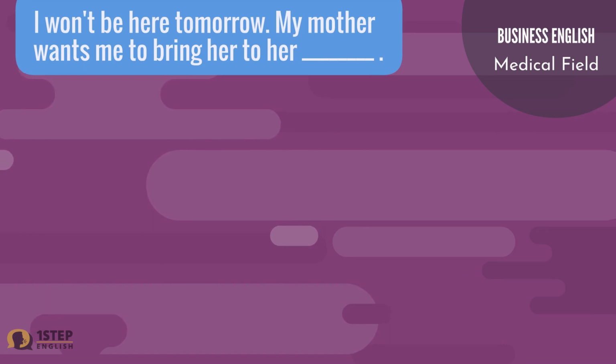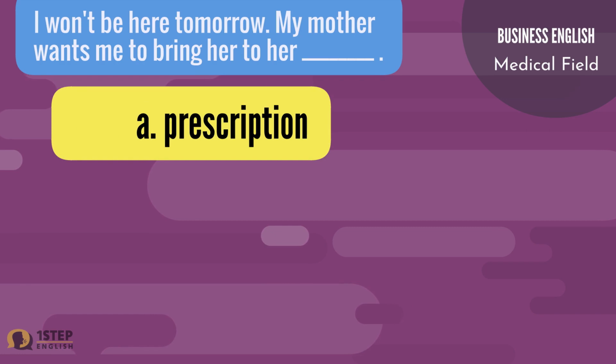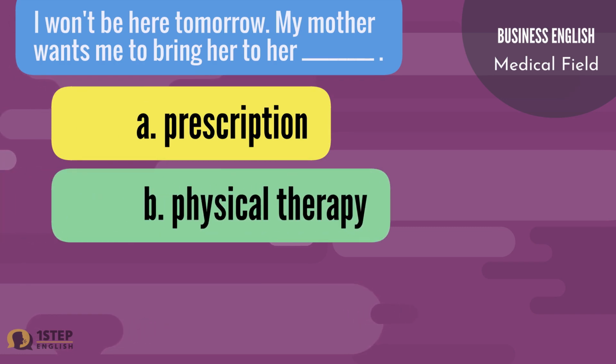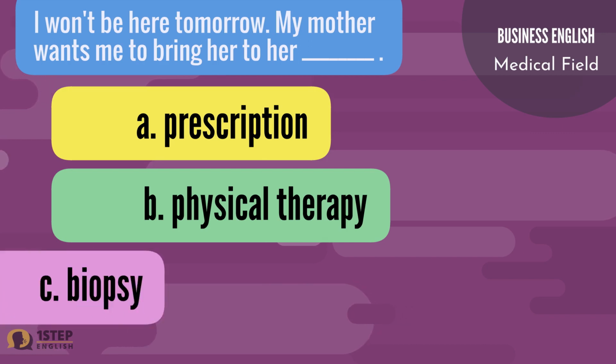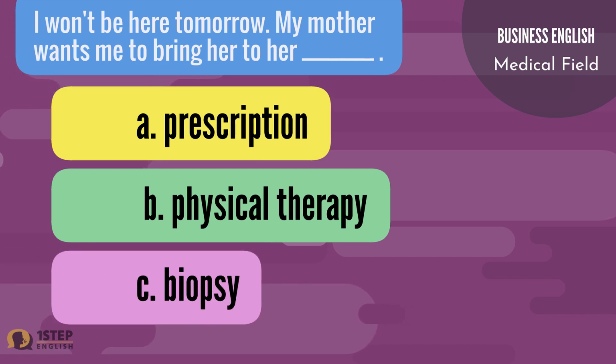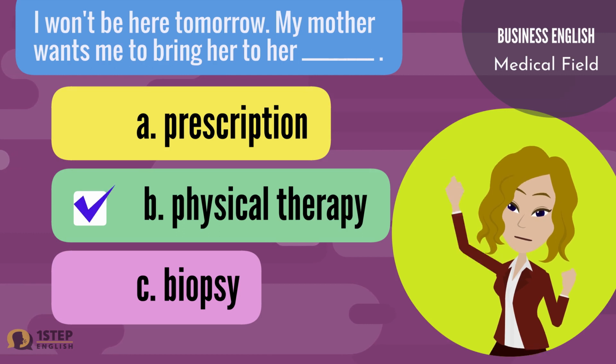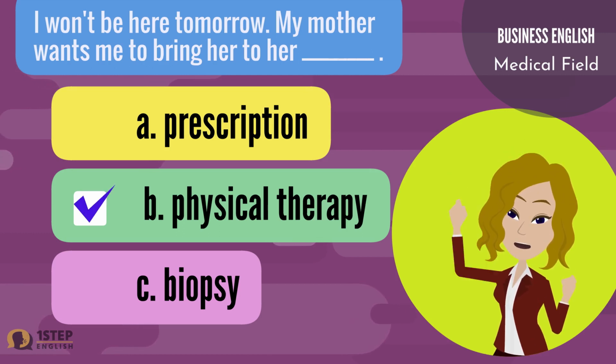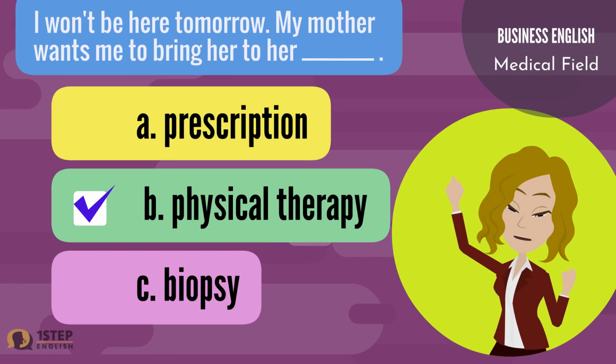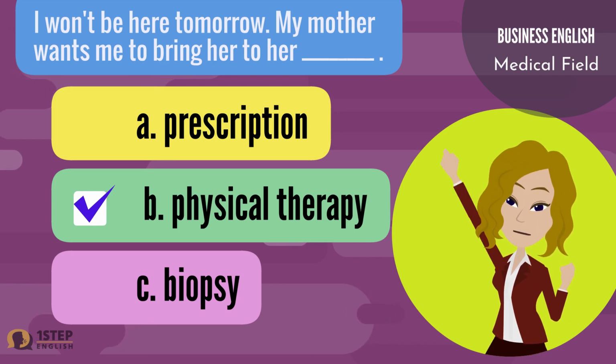I won't be here tomorrow. My mother wants me to bring her to her. Letter A. Prescription. Letter B. Physical therapy. Letter C. Biopsy. The correct answer is letter B. Physical therapy. I won't be here tomorrow. My mother wants me to bring her to her physical therapy.